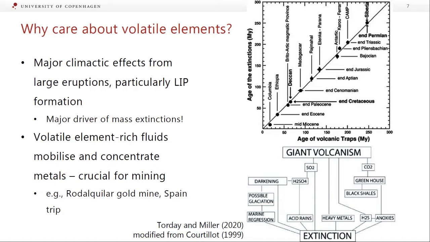The biggest mass extinction ever, at the end Permian, coincides with the Siberian Traps, which is one of the biggest large igneous provinces on Earth. The idea here is that some combination of gases drove climate change, acid rain, darkening of the sky, all this kind of thing that could contribute to mass extinction. And finally, volatile element-rich fluids can mobilize and concentrate metals, which are crucial for mining and obviously all the technology that we use. The gold mine that we saw on the Spain trip is actually a good example of this, so we'll talk about that a bit later.